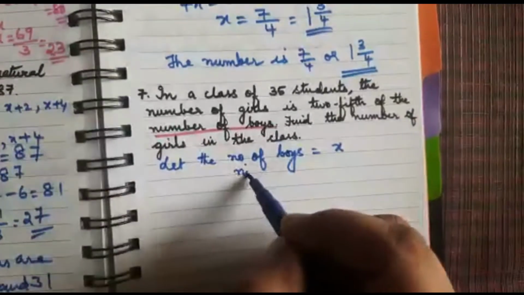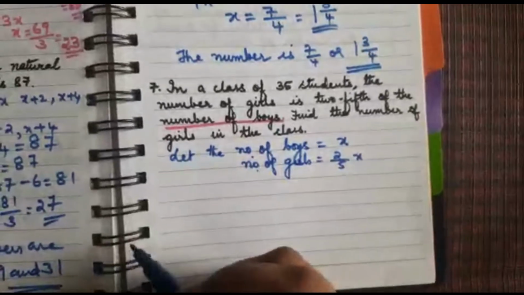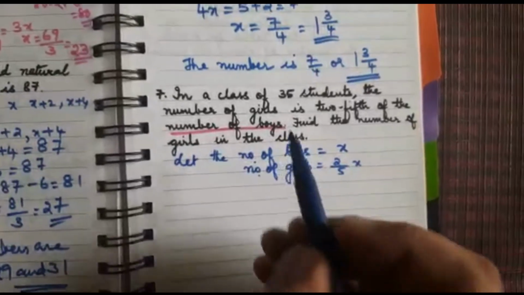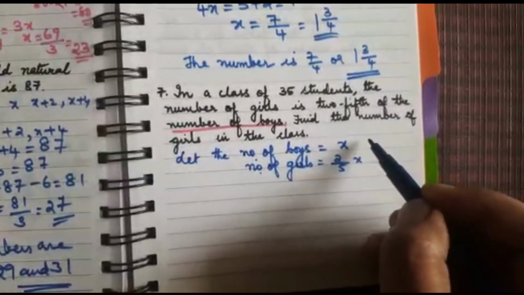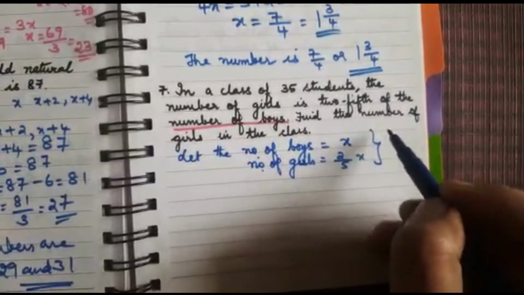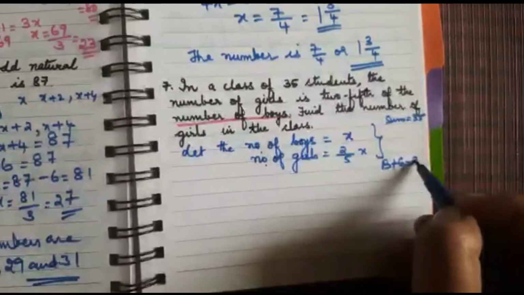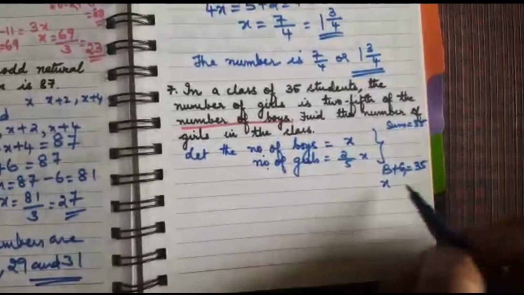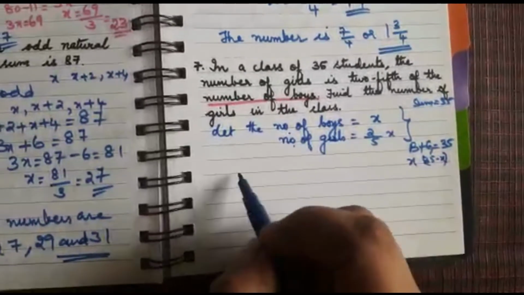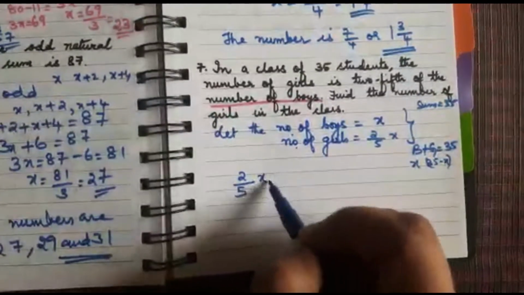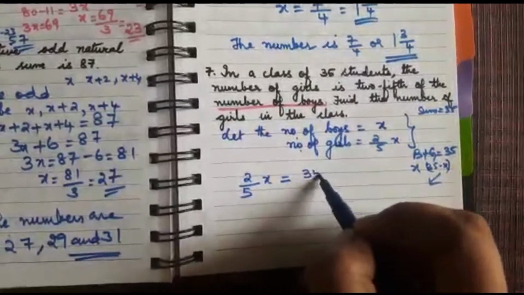So the number of girls, how much will it be? Number of girls equals 2/5 x, isn't it? And in a class of 35, the number of boys is x. Both together, the sum is 35. Boys plus girls is 35. If boys are x, then girls is 35 minus x. So the number of girls, 2/5 x, is equal to 35 minus x.